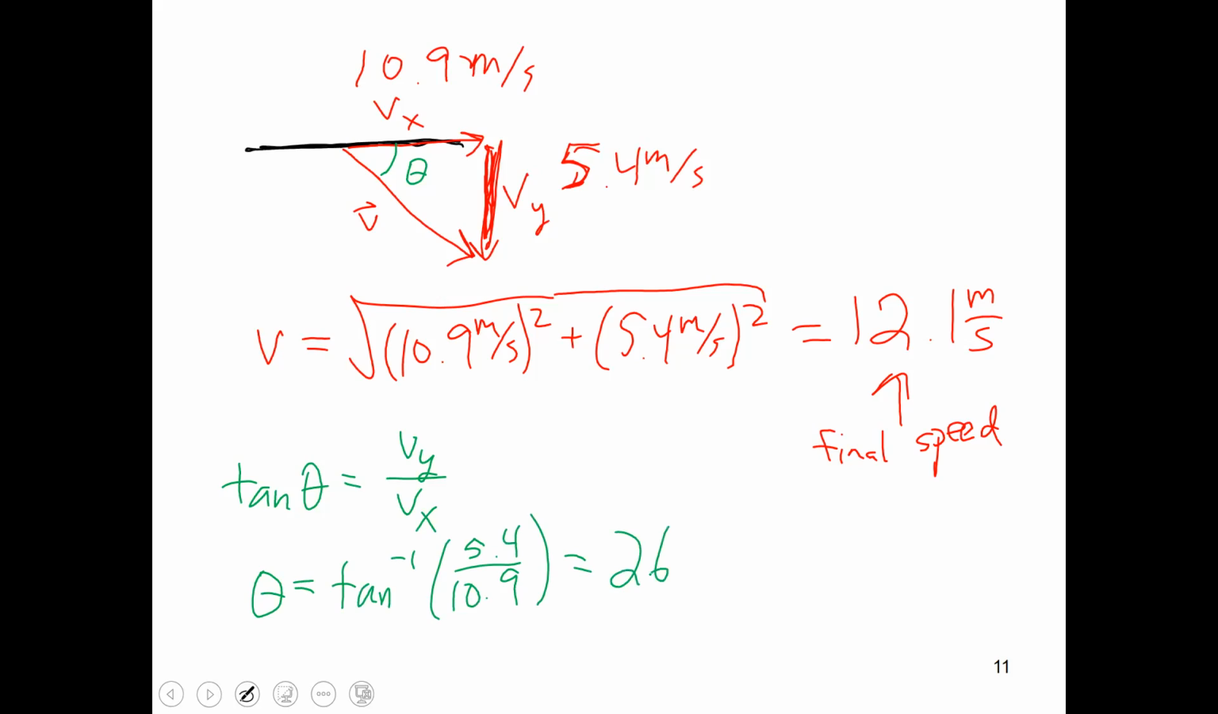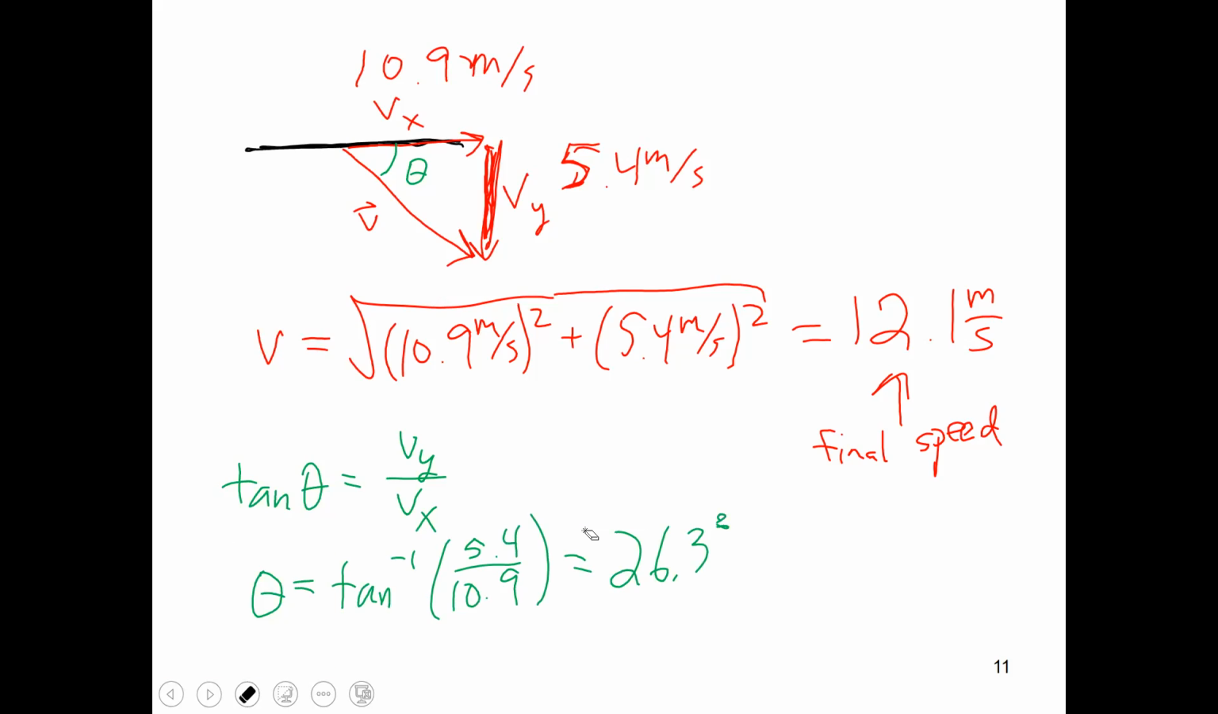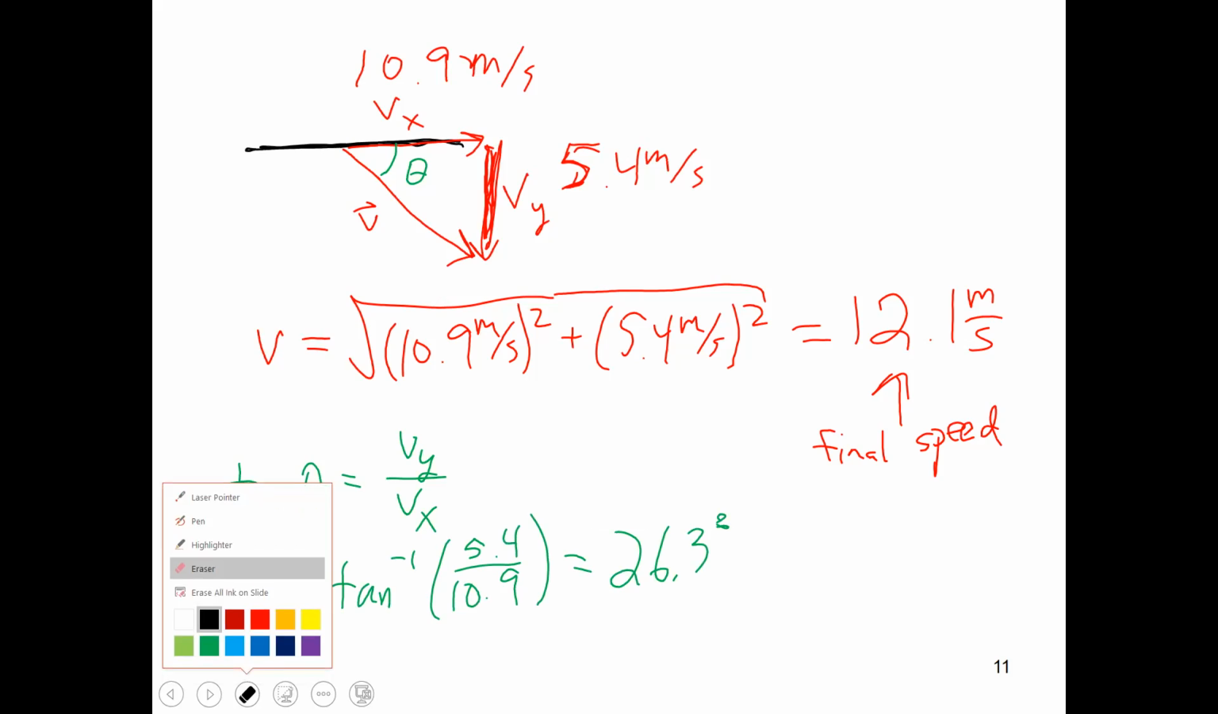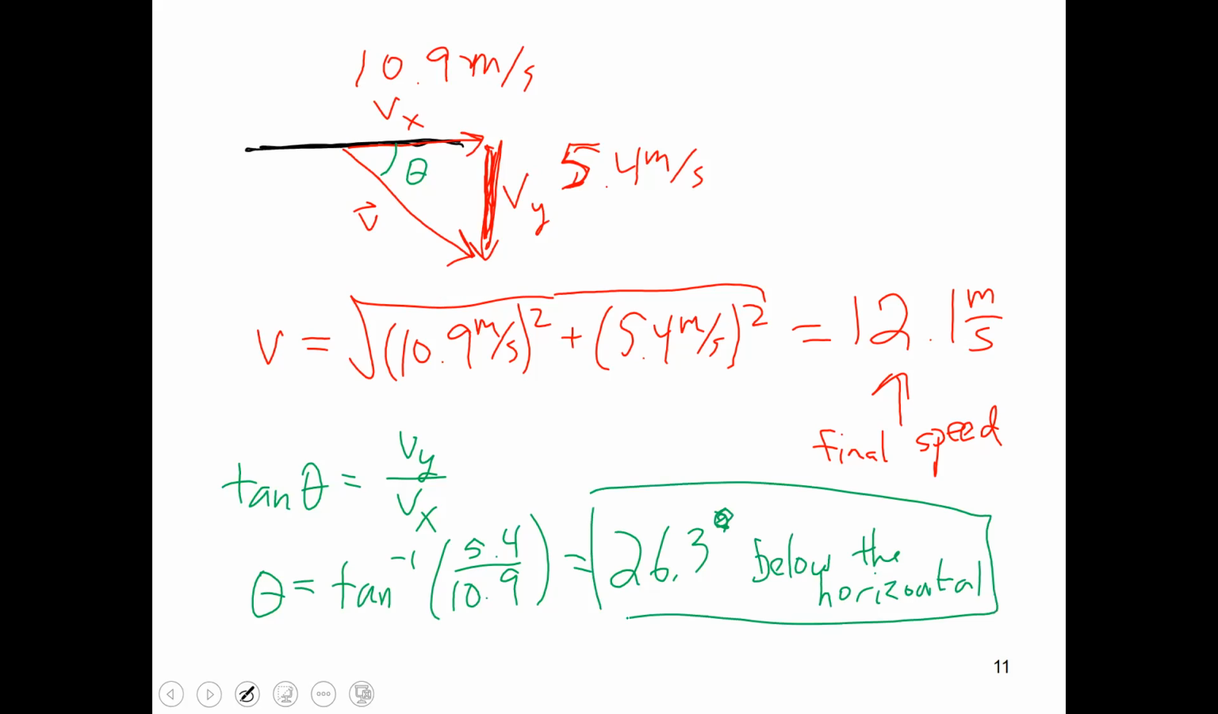I get 26.3 degrees. And let's see, I need a reference line to tell what I'm measuring this 26.3 degrees off of. The struggle's real. There we go. What am I measuring it off of? I would say that this is below the horizontal. So that's one way I could describe that. My picture shows it too, but that's maybe how the words that I might choose to use. 26.3 degrees below the horizontal.